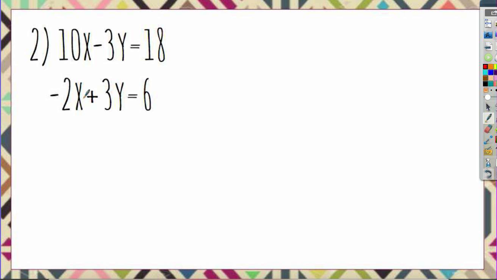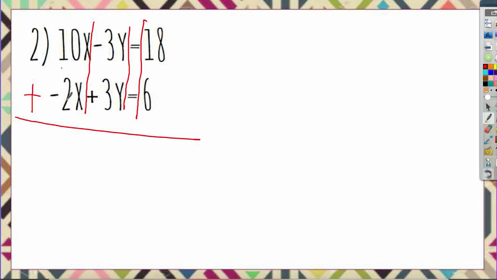So our x's are over each other, y's are over each other, equal signs are lined up, and our constants are lined up. So technically we're going to be adding. We want to see if anything's going to cancel out here. I see that 10 plus negative 2 will not cancel. 10 plus negative 2 is just going to give me 8x left.